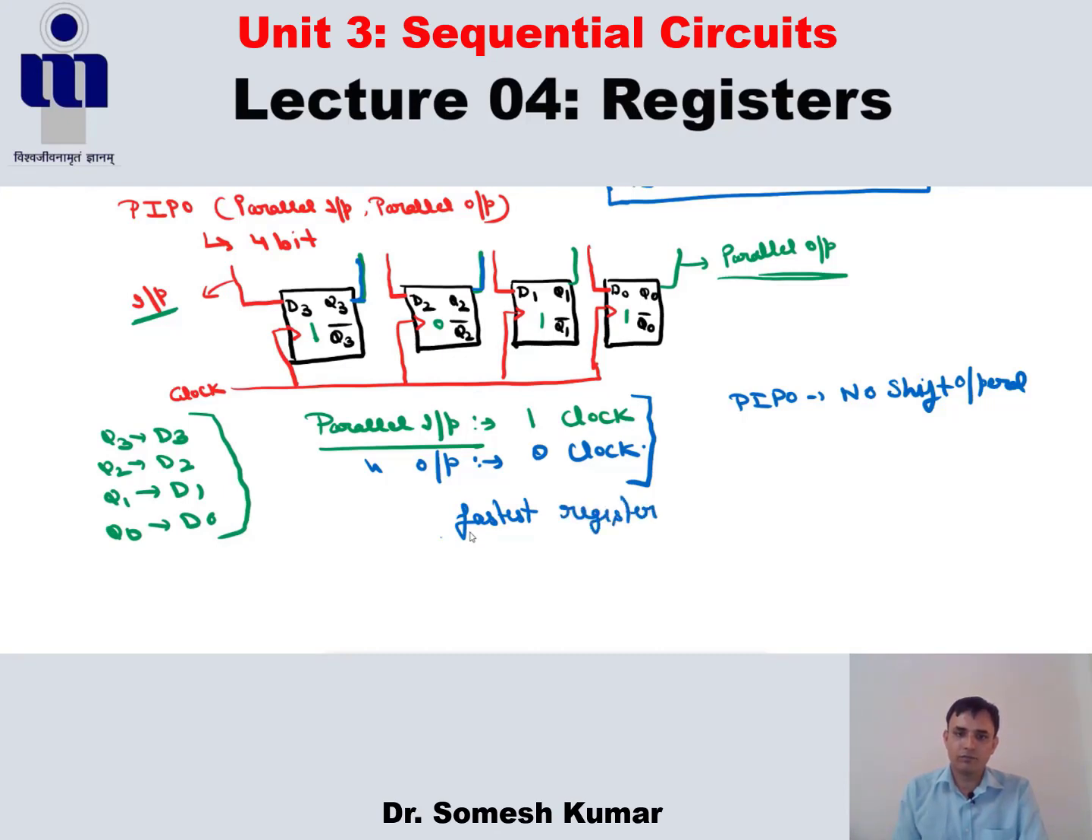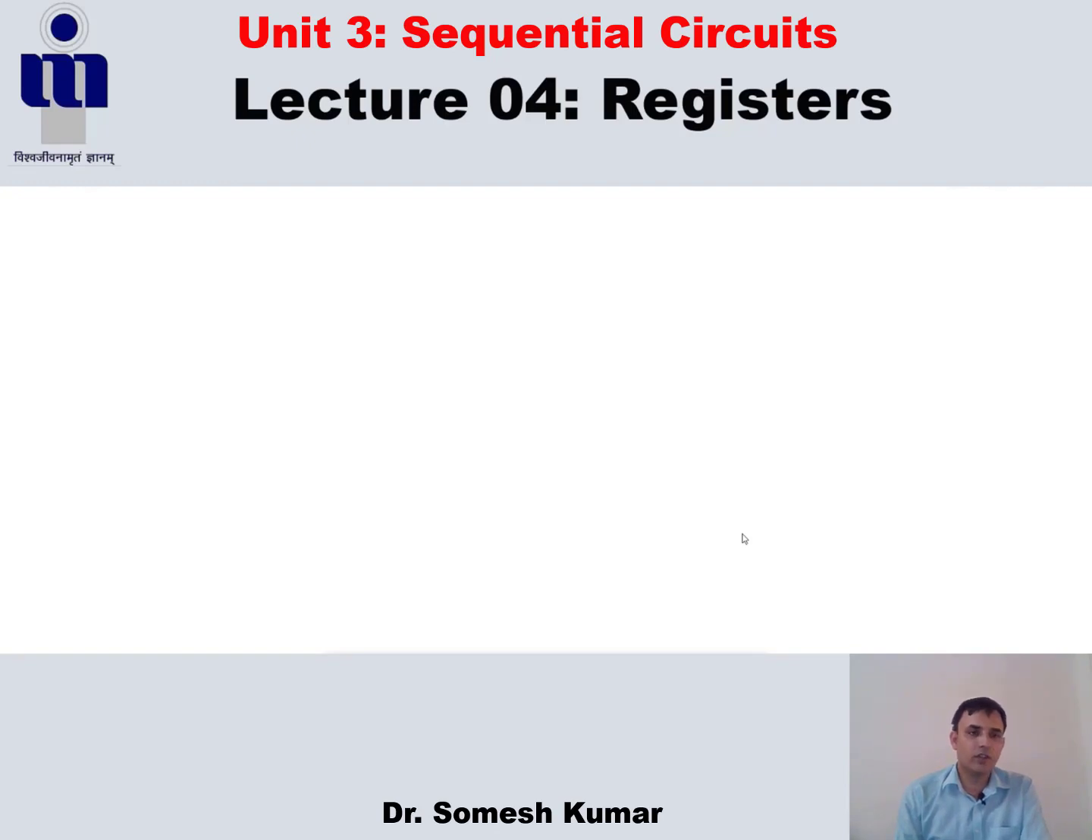Because only one clock pulse is needed for the complete operation, that's why it is called the fastest register. Next we will study the next register, that is the parallel input serial output register.